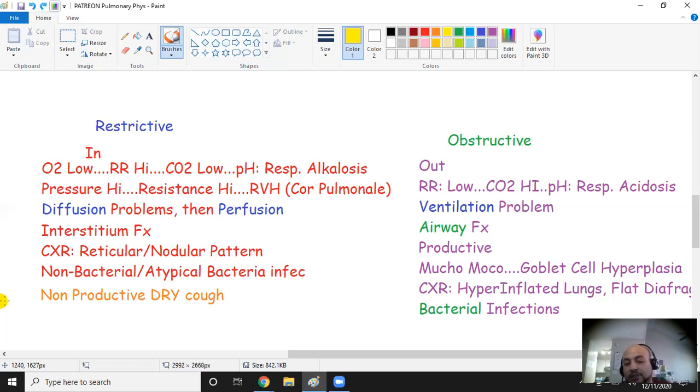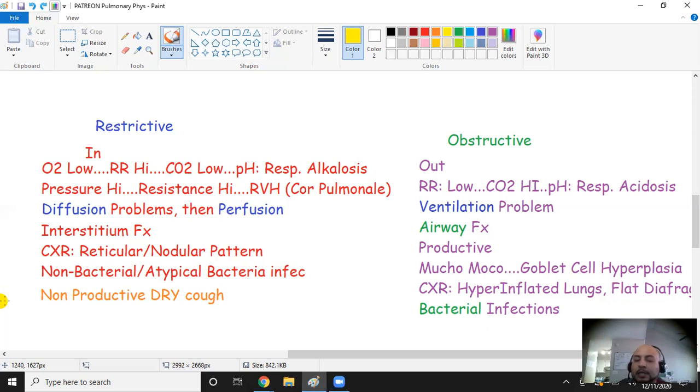I want to mention something about surfactant. If I don't have any surfactant, I won't be able to expand. So I collapse, and therefore every time I inhale, my alveoli have to pop open, and every time they pop open, you hear a crackling sound. So remember, crackles as a buzzword for restrictive lung diseases.